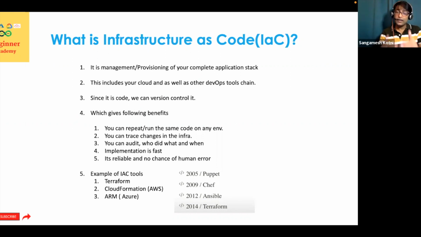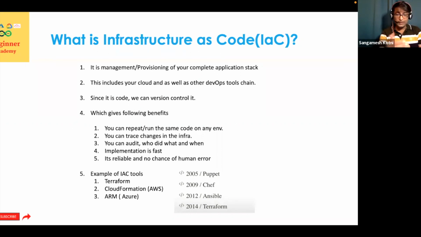It will work in the higher environment as well. So there is no chance of a human error. So the next bit is examples of IaC tools. As infrastructure as code, number one is Terraform.